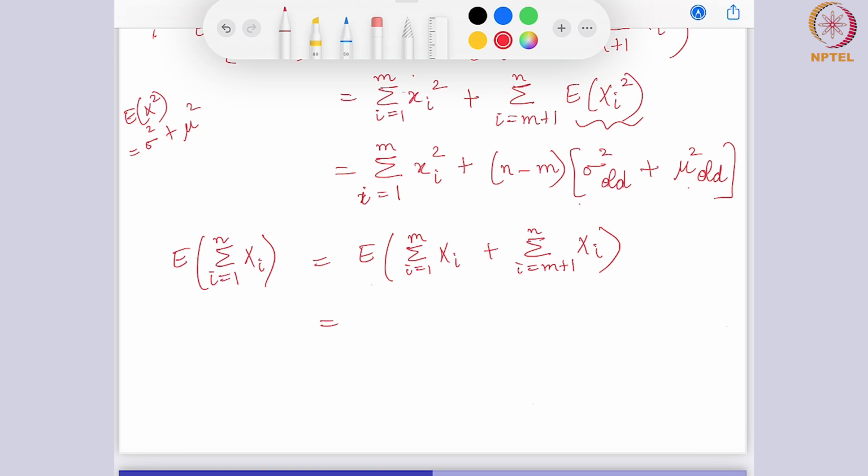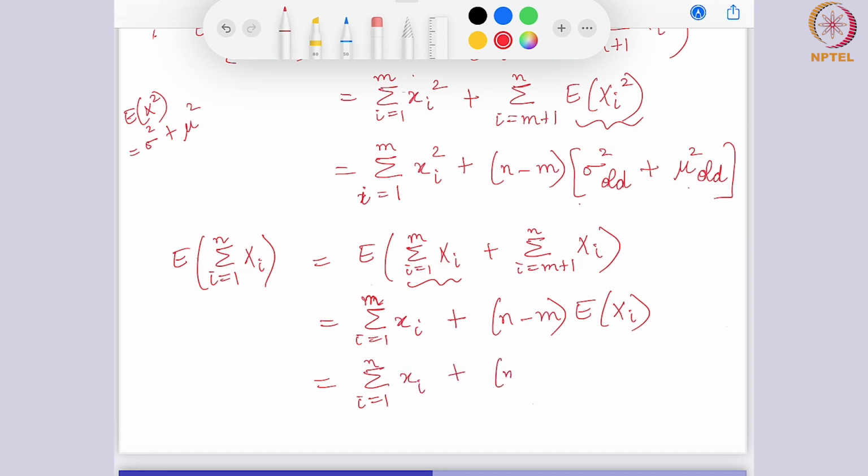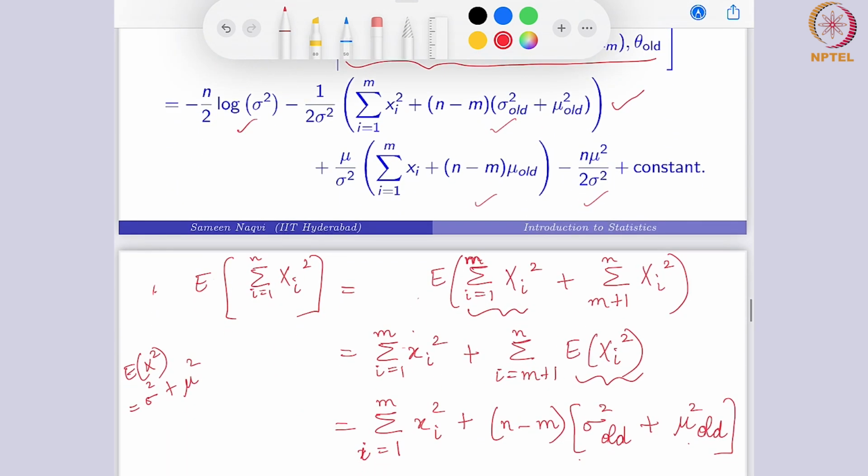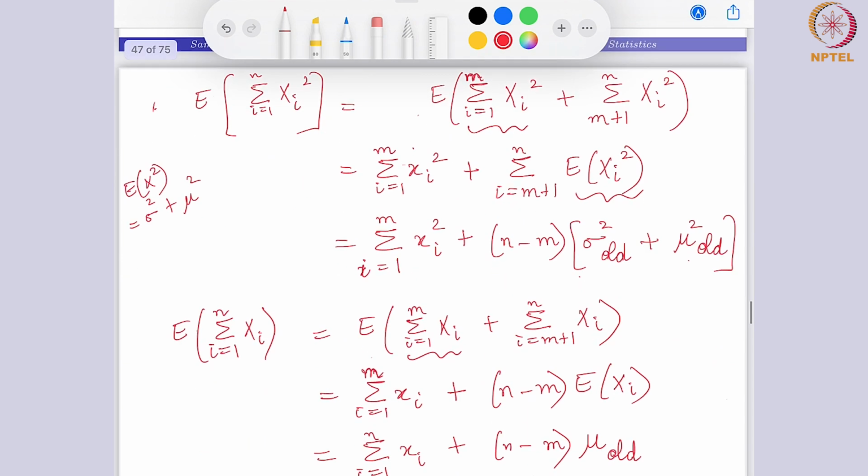Now since these m are observed values, this one would be just the same as it is, even if we are taking expectation. So i from 1 to m, plus here it would be n minus m times expectation of xi. And we know that since it is coming from a normal distribution, each of these xi's would have expectation mu, or rather we write mu old over here. So we can just see what is happening over here. We have written summation xi plus n minus m times mu old.